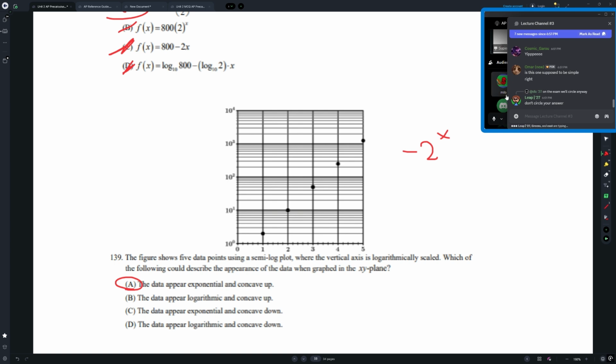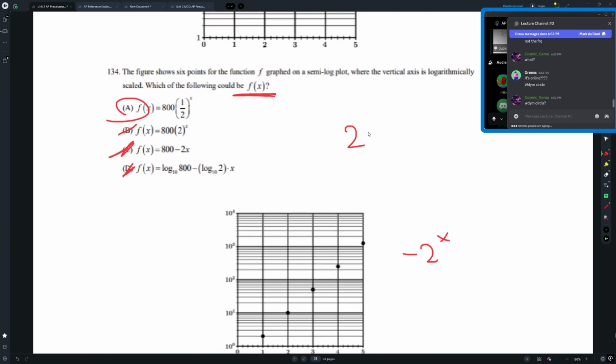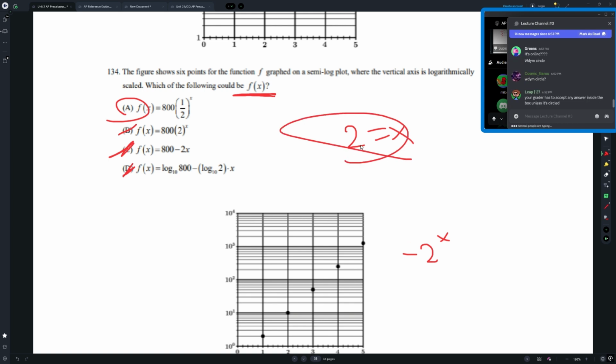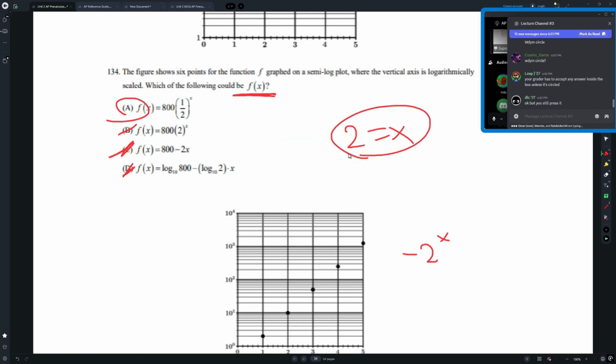Don't circle your answer. On the FRQs, do not circle your answer because they will only grade what you circle. On the MCQs, you choose online data, but on FRQs, if you get a final solution like 2 is equal to x, do not circle it because if you circle it, they will only look at this. They will not look at any other work.